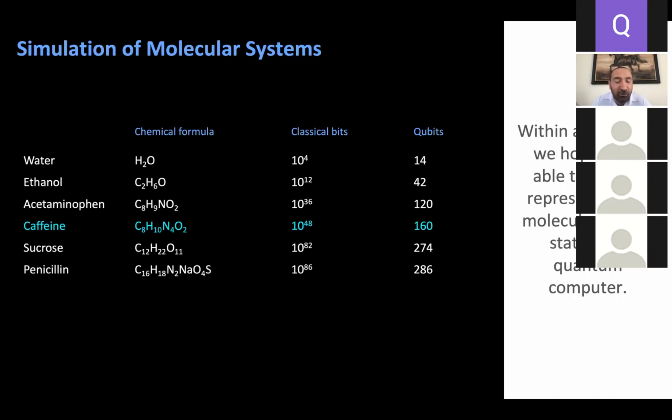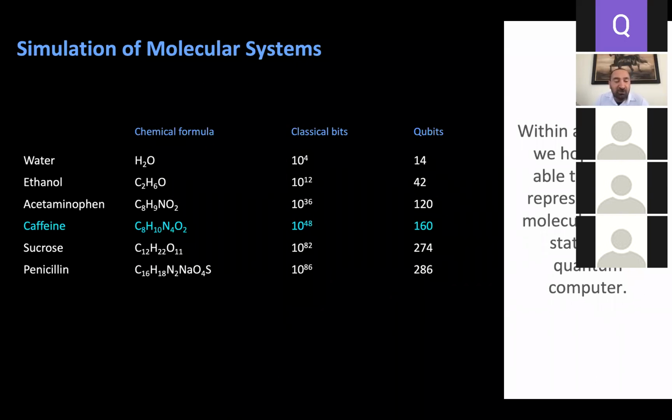On the other hand, if we look at how many qubits we need to simulate caffeine without approximations, it's 160, which is not impossible to conceive right now. We're not at that point yet. For example, hardware providers are now in the range of between 50 and 60 qubits. So 160 is not that far away. It's not a number that is completely unimaginable at this point.